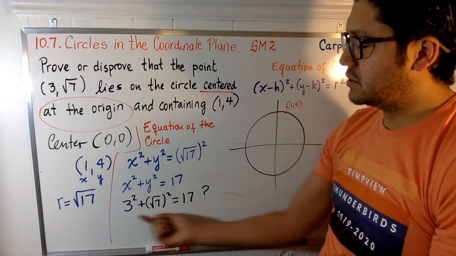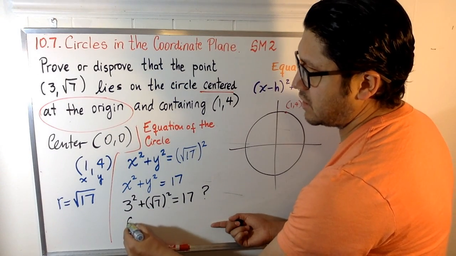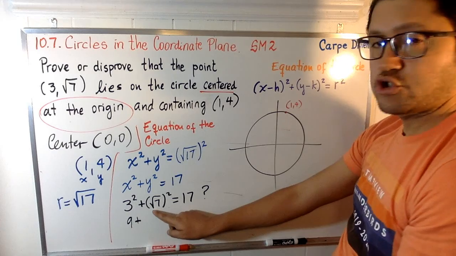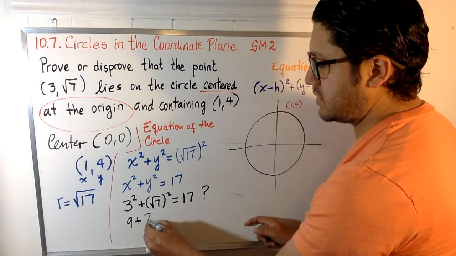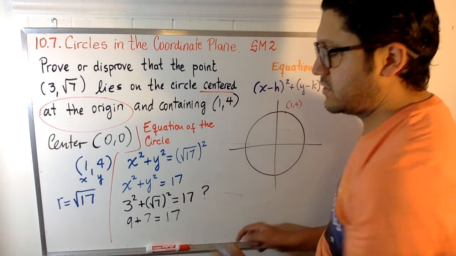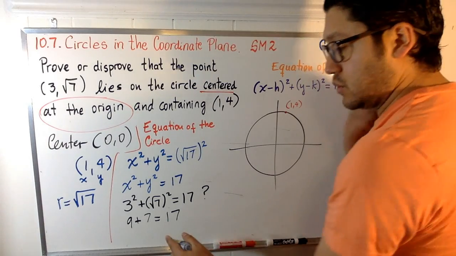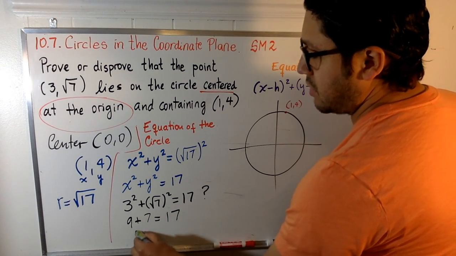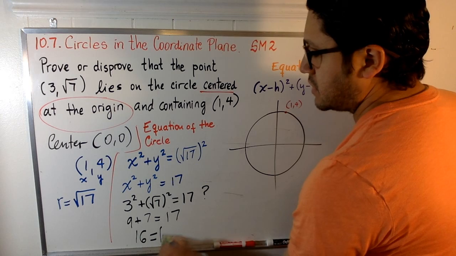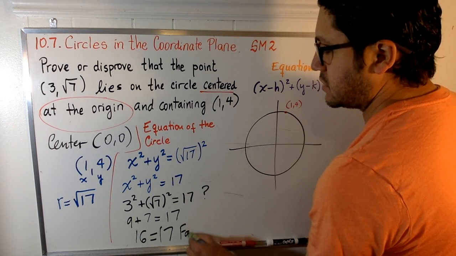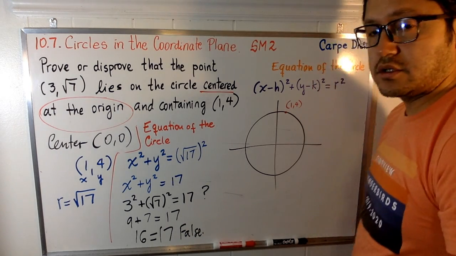And let's see if this is true. Are they equal to each other? Let's see. So we have a 9 right here, plus square root of 7 squared is 7, equals 17. So here the big question was if these two statements are the same, and they're not. This is false. So what is the conclusion?